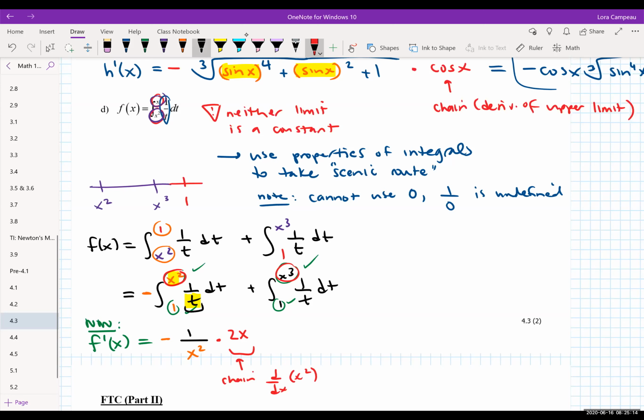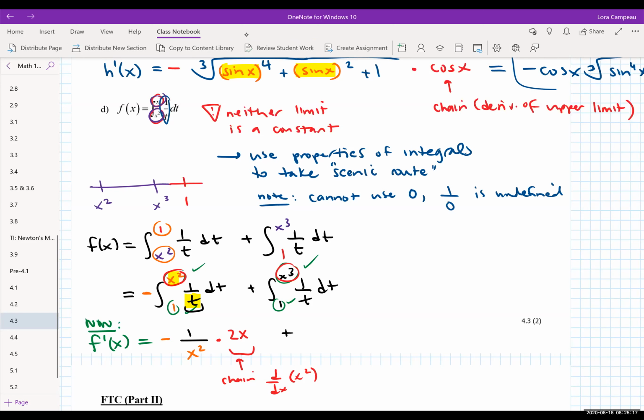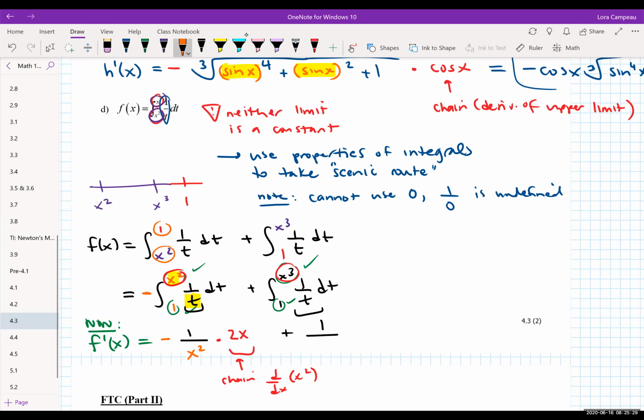Same idea for the other one. There's still a plus sign. Again, you're going to utilize the integrand, which is 1 over t. But instead of t, we are going to plug in the upper limit, which is x cubed. Now, when you do that, the extra piece you have to attach on is the derivative of the upper limit. So in our case, it's the chain link, derivative of x cubed is 3x squared.